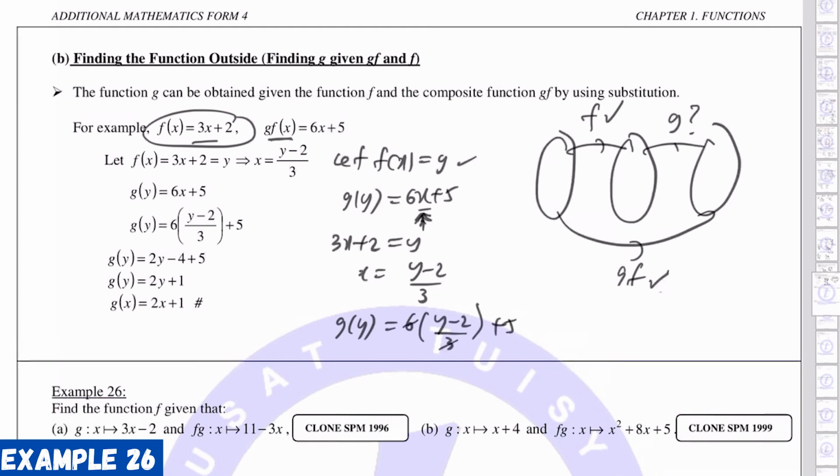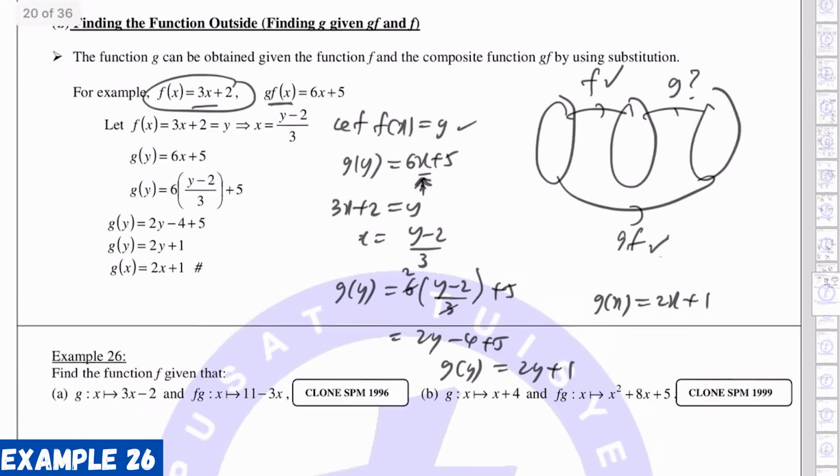As I cancel them, you get 2y minus 4 plus 5. So your g(y) is 2y plus 1. If I can write g(y) equals 2y plus 1, then g(x) will be 2x plus 1. This is the substitution method. Later on, after we finish this, we'll do inverse function, and I'll teach you the inverse method to find this.